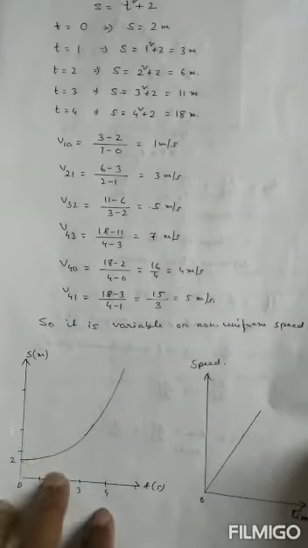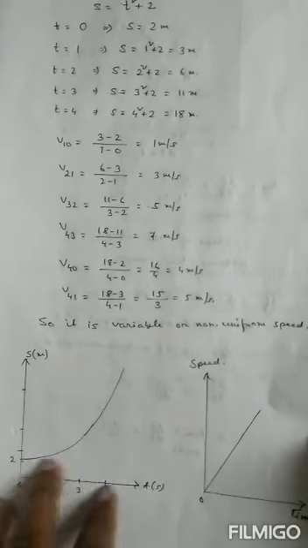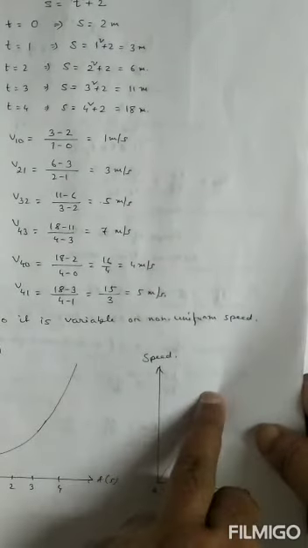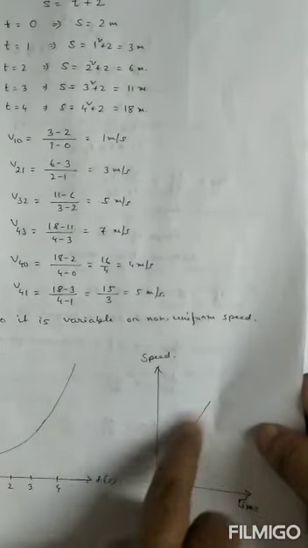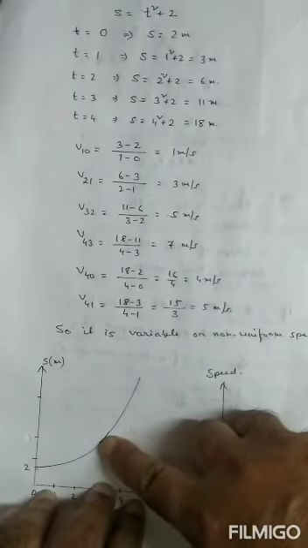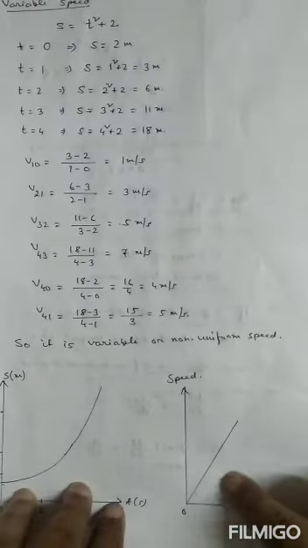Variable speed, position time graph is a curve one and the speed time graph is a straight line one. It may sometimes be a different shape of line, but according to this equation, this is the position time graph and this is the speed time graph.